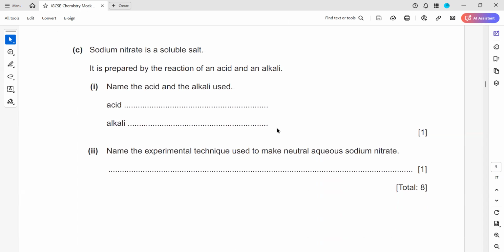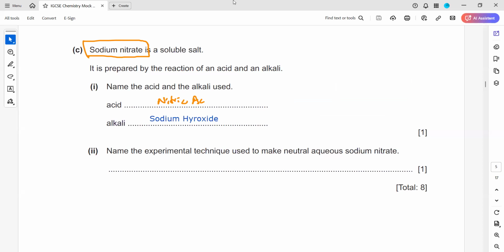Next, sodium nitrate is a soluble salt. It is prepared by reaction of an acid and an alkali. We want to prepare a soluble salt, and a soluble salt can be prepared by reaction of an acid and an alkali. So which acid should we use? Because we want a nitrate salt, we should have nitric acid. No, not ammonia. We want sodium nitrate. This is not correct. We don't need aqueous ammonia here.